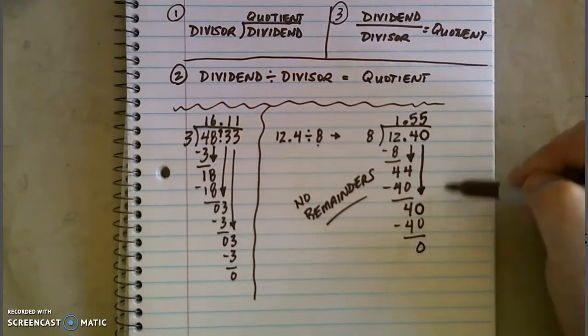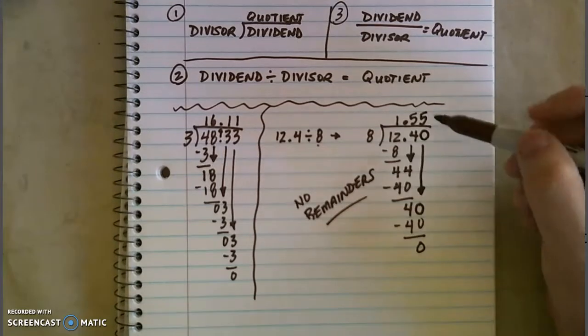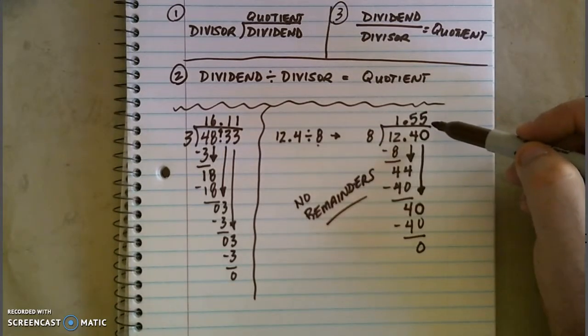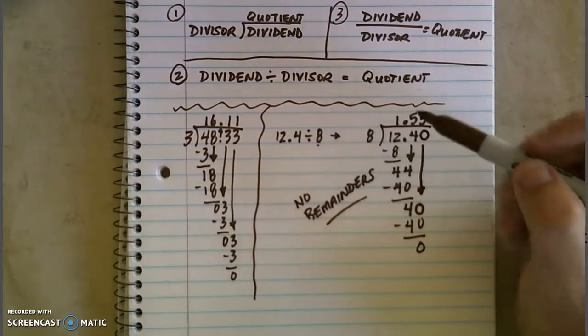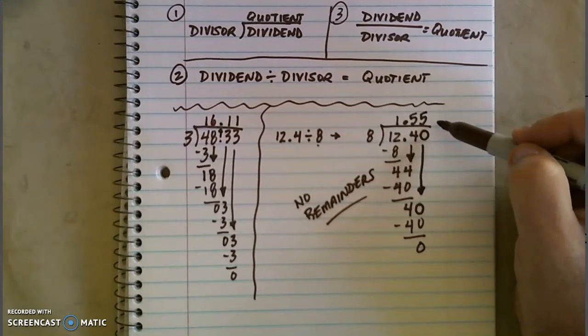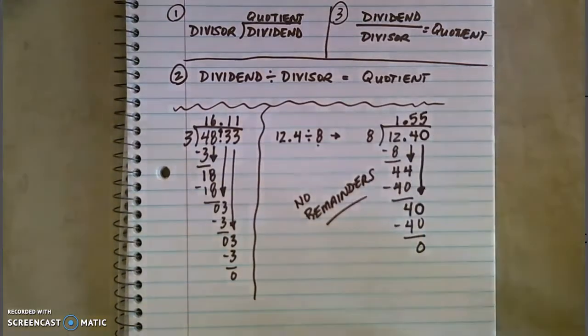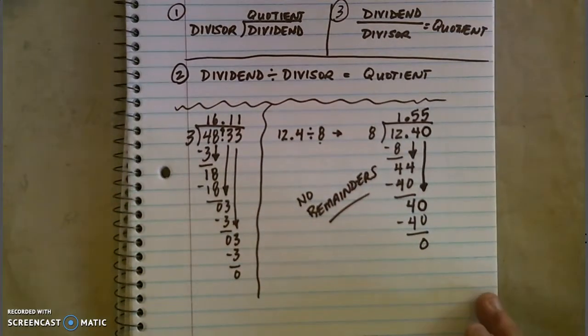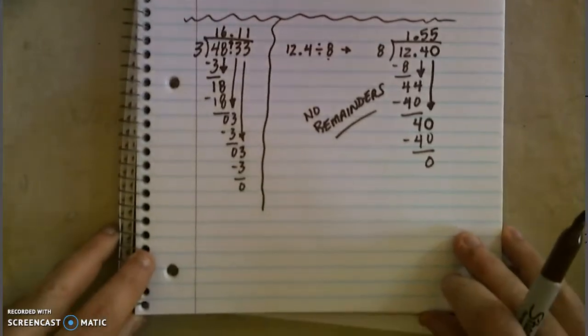Have a 0 here. No more numbers to bring down. So I'm finally finished with this problem. My answer would be 1 and 55 hundredths. So here again, 12 and 4/10 divided by 8 is going to be 1 and 55 hundredths. Okay? So sometimes you're going to have to annex a 0 so that you do not have any more remainders. Okay. Let's take a look at the third type of problem that I want to show you.